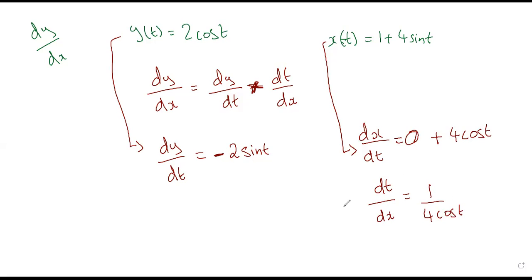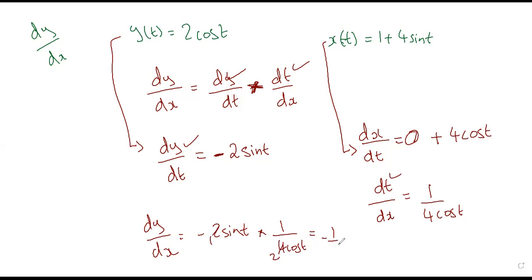So we have dy by dt and we have dt by dx. So what would we multiply? Dy by dx would be minus 2 sine t into 1 over 4 cos t, and we can simplify it further. This is 2, this is 1, minus 1 by 2. What is sine by cos? Sine by cos is tan. So this would be the answer, right?